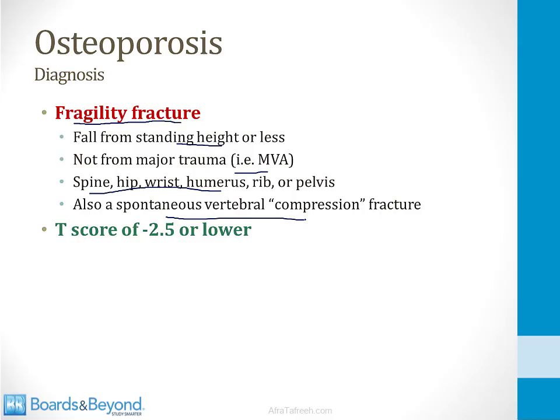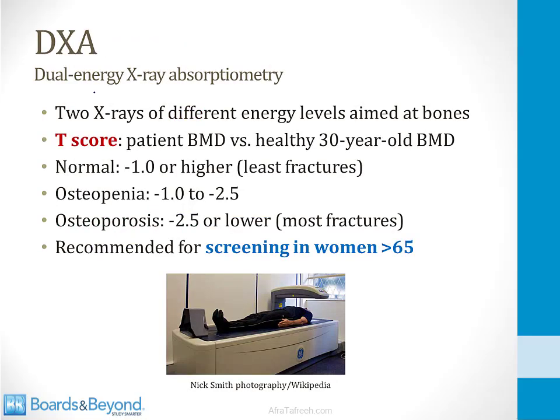And the way you do this is by doing a special test to determine the patient's T-score, and a T-score of minus 2.5 or lower is called osteoporosis. The way a T-score is determined is by a test called a DEXA scan. DEXA stands for Dual Energy X-ray Absorptometry, and it gets its name because two X-rays of different energy levels are aimed at the bones. And when this is done, as shown in this picture on the screen here, the machine can determine a T-score for a patient.